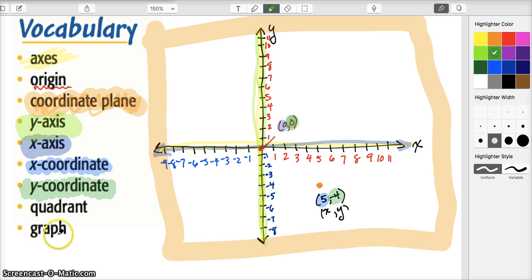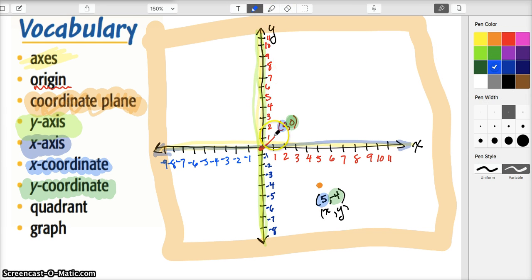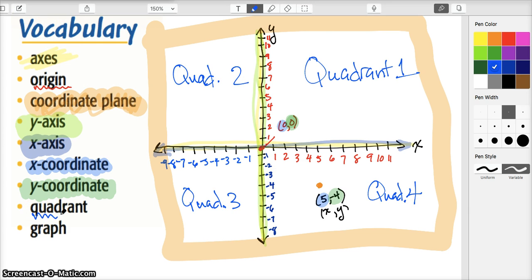And so quadrant: this whole graph is broken down into 4 different quadrants. This first quadrant is where everything is positive. All of the ordered pairs would be positives. So this is called quadrant 1. And we go counterclockwise to name the other ones. Quadrant 1, quadrant 2, quadrant 3, and quadrant 4. So there we are, we've defined quadrants.